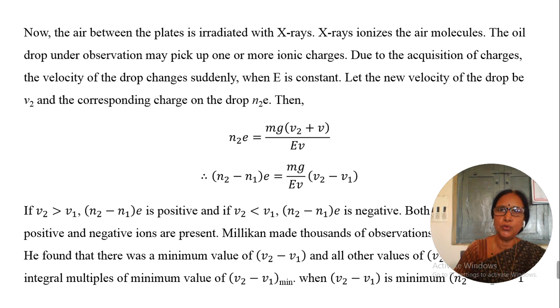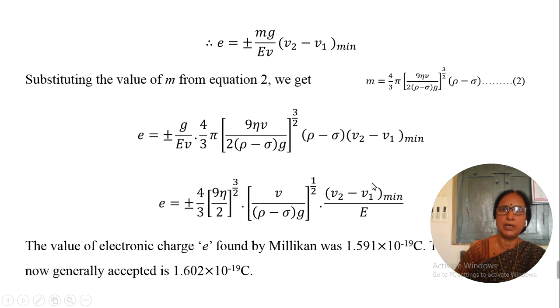So he noticed in his observations that when N2 minus N1 is equal to 1, V2 minus V1 will be the minimum. So he takes N2 minus N1 as 1 and V2 minus V1 as the minimum. Finally, he gets the expression for E as plus or minus mg by EV into (V2 minus V1) minimum. So this we have written here. This is the equation.